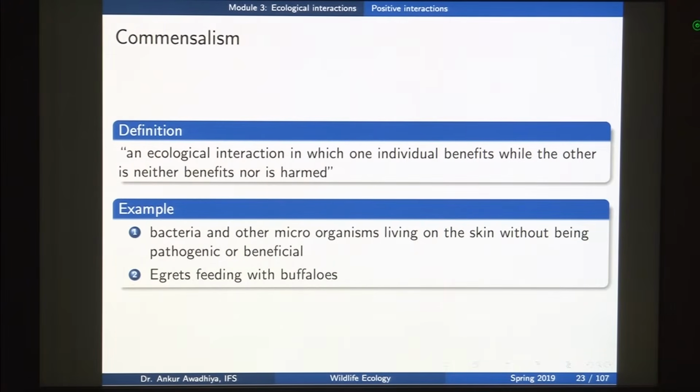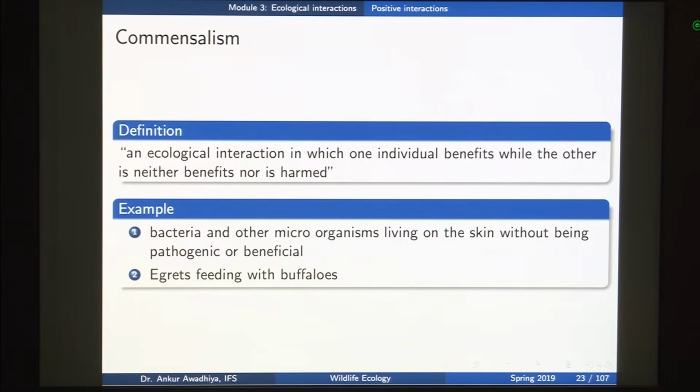Now, another sort of interaction goes by the name of commensalism. Now, commensalism is an ecological interaction in which one individual benefits while the other is neither benefited nor harmed. So, here also we have two different organisms. This is an interspecific interaction and it is a harmonious interaction, it is a positive interaction, nobody gets harmed. However, there is only one individual that gets a benefit, the other individual does not get any benefit.